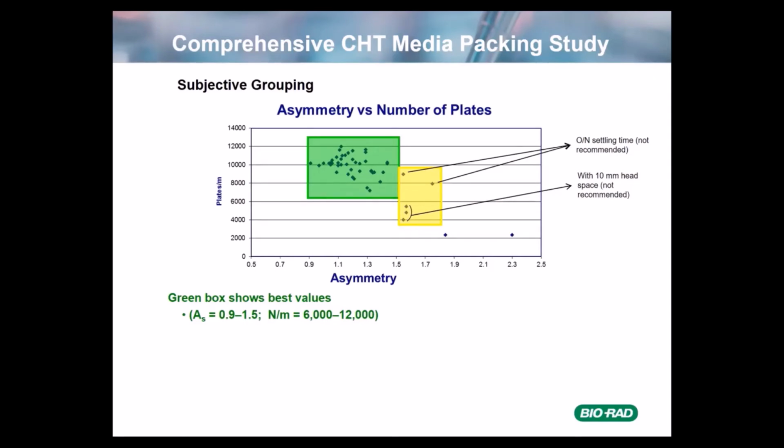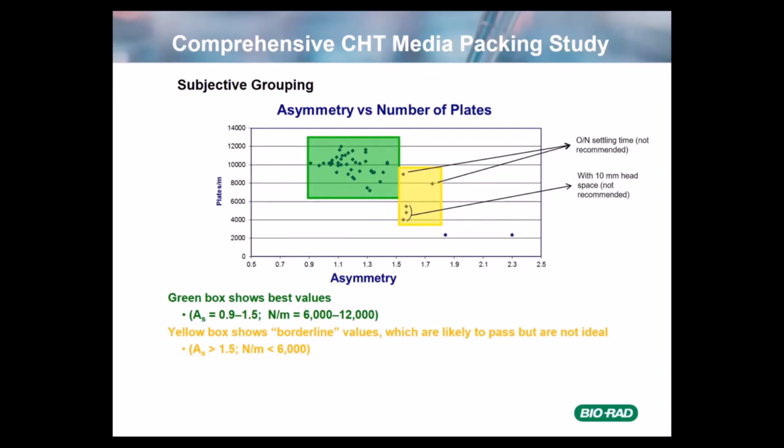Again, this slower settling allows bead stratification to occur, and this is reflected in a higher asymmetry value, although the plate count was still pretty good. The bottom 3 points represent 10 millimeter headspace between the top of the bed and the bottom of the top flow adapter. Remember, I said that we typically leave 1 to 5 millimeters. So you can see that increasing that to 10 lowers the asymmetry and plate count.